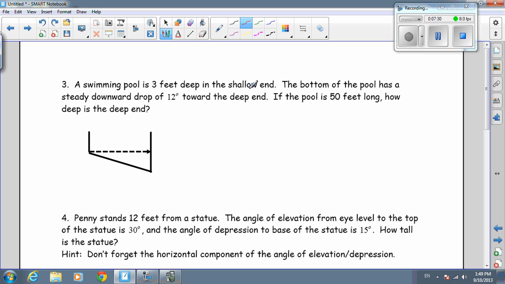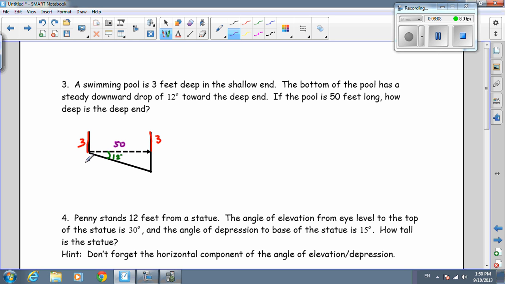Next problem, I started by drawing my picture. It says the swimming pool is 3 feet deep. This is my swimming pool. And since it's 3 feet deep, I understand that this distance is 3. And if this is 3, this distance also is 3. Just this portion is 3. Now, the bottom of the pool has a steady downward drop of 12 degrees. In other words, this angle is 12 degrees. That's your angle, our angle of depression. If the pool is 50 feet long, the length is 50.